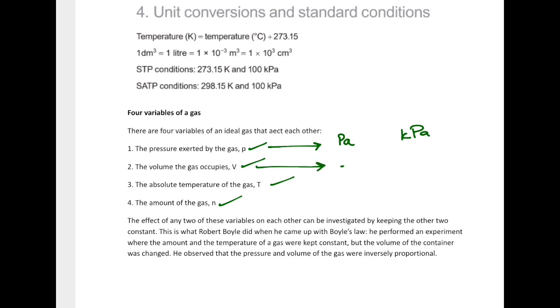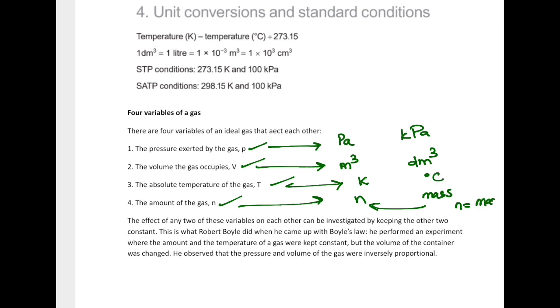Volume: the SI unit of volume is meter cube. IB will often use dm cube. Temperature: SI unit is Kelvin. IB will use degrees Celsius. And amount of gas is usually in moles, but sometimes you're given mass. Then you'll have to convert mass to number of moles. So you'll use the equation, number of moles is mass over Mr.